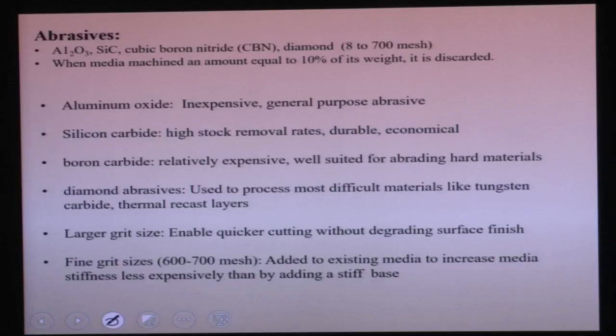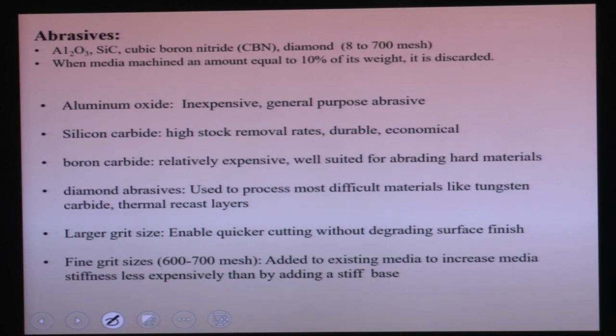The other abrasive is aluminum oxide. This aluminum oxide is an inexpensive, general purpose abrasive particle. Silicon carbide has a high stock removal rate, is degradable and economical. Boron carbide is relatively expensive and well suited for abrading hard materials. And diamond abrasives are used to process the most difficult materials like tungsten carbide and thermal recast layers. Because these are very hard materials, they can be machined by these diamond abrasive particles.